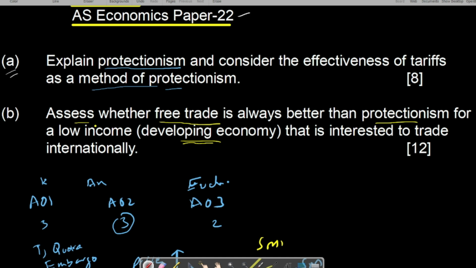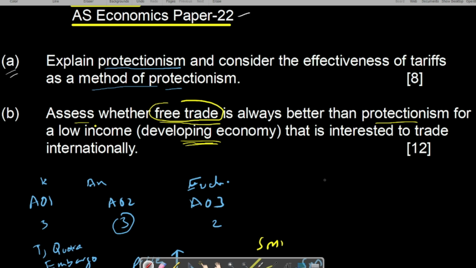So this is the basic information or knowledge that is in this question, and now you have to start analyzing whether free trade is the better option for a developing country or not. So you will say that in case of free trade, a developing country that is interested in international trade can benefit, because it can produce better quality goods that can be exported to the other countries easily to earn foreign exchange.